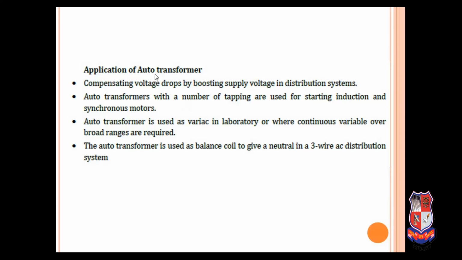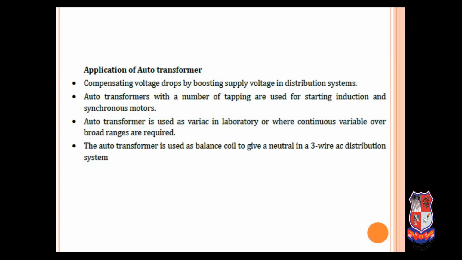The applications of the auto transformer. First, the auto transformer compensates voltage drops by boosting supply voltage in the distribution system. So inside the distribution system, it can be used as an auto transformer. Second, the auto transformer with a number of tappings is used for starting induction and synchronous motors. Third, the auto transformer is used as a variac in the laboratory or where continuous variation over broad ranges is required.